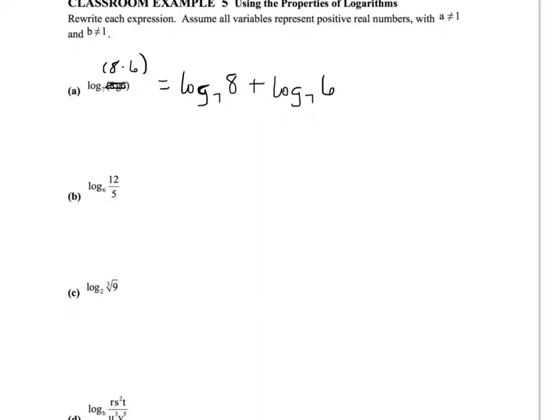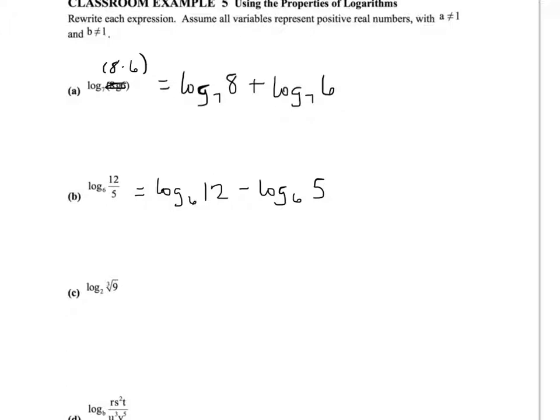Now, if you look at the next one, it's a division problem. It's a quotient. Remember, if we're going to separate these back out, what do we separate them with? We're going to use a subtraction sign. So it becomes log base 6 of what's in the top of the argument, which is 12, minus log base 6 of 5. And that's all we're doing. This is called expanding our logarithms. We're going to write them as a sum or a product of terms. So we're stretching them out.